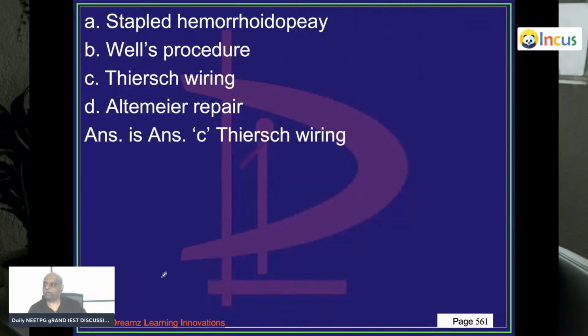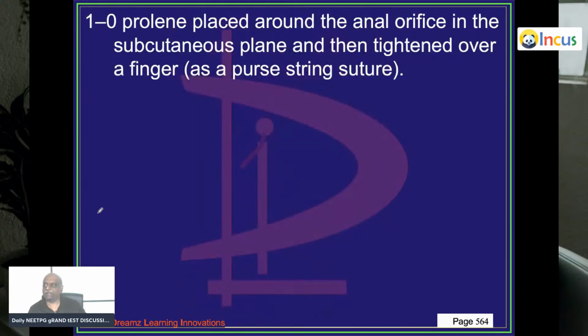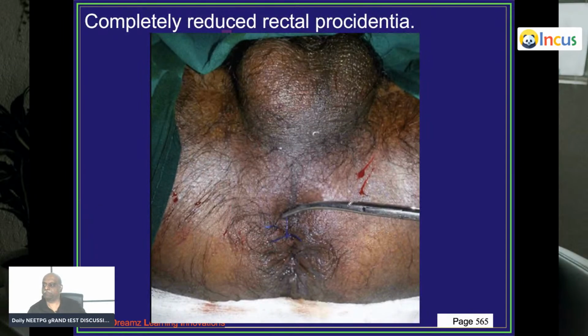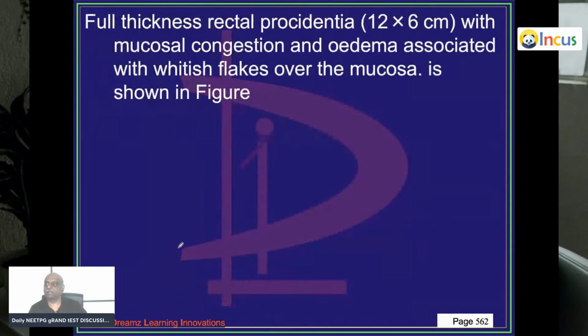So for this, what do you do? Thiersch wiring. You'll be doing Thiersch wiring after pushing it back, right? And post wiring, it looks like this. So this is complete full thickness rectal prolapse receiving Thiersch wiring.